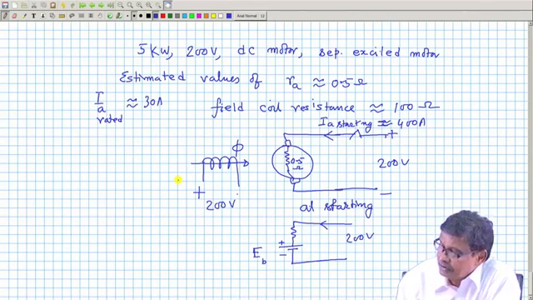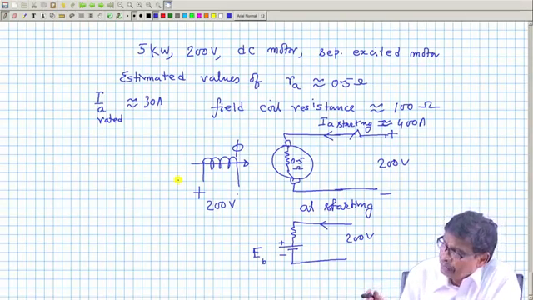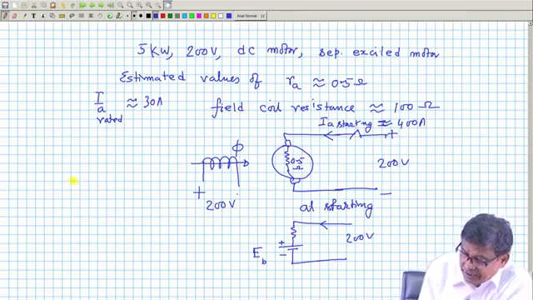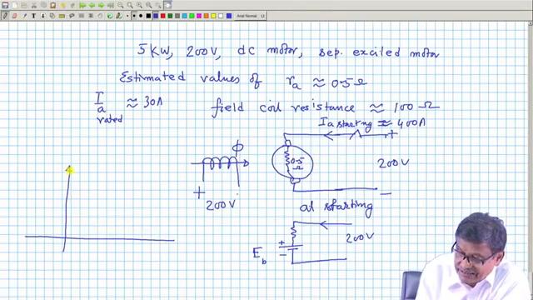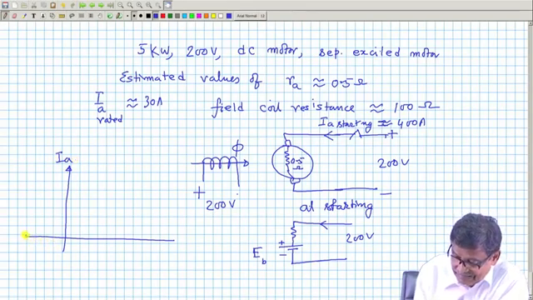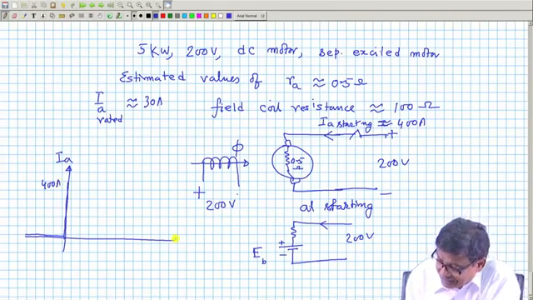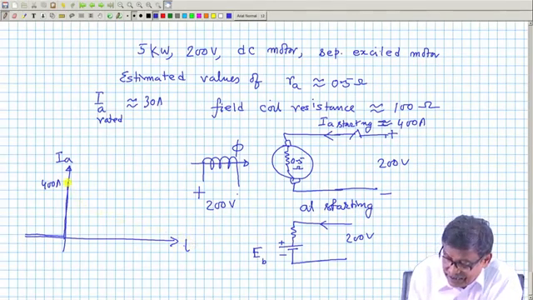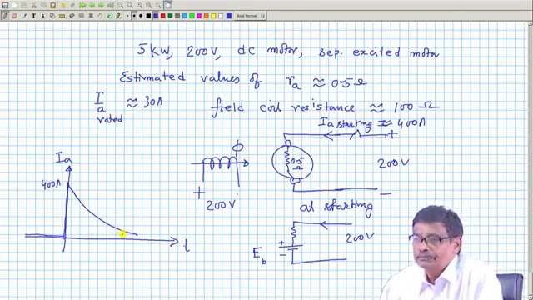You apply voltage, the field will develop flux. Therefore, on application of the voltage, the current of concern will be the armature current. If you plot it, it will be something like this, IA. Apply the full voltage here, it goes to 400 ampere. After that, with time, it will decay down finally to some steady value.